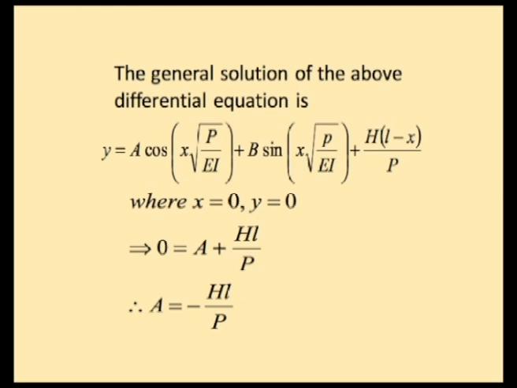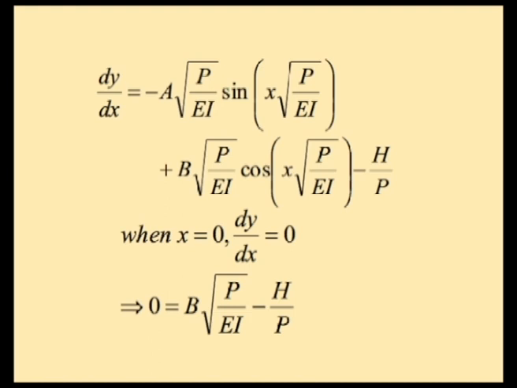So, we will get minus a root p by E I sin x root p by E I plus b root p by E I cos x root p by E I minus h by p. So, we need to substitute the boundary condition when x equal to 0, dy by dx equal to 0, that will give us 0 equal to b root p by E I minus h by p, or b equal to h by p into root E I by p.